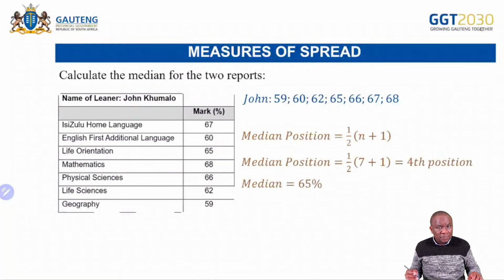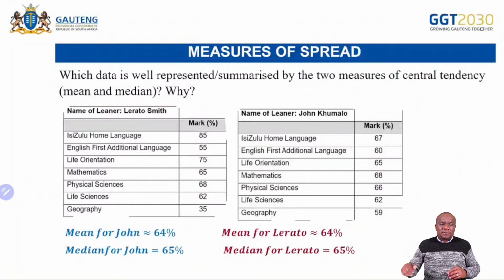You see that? So if we check the results of these two learners, the mean for John is 64%, the mean for Lerato is 64%, the median for John is 65%, the median for Lerato is 65%. So does that mean that these learners performed the same way? No, it doesn't mean that.